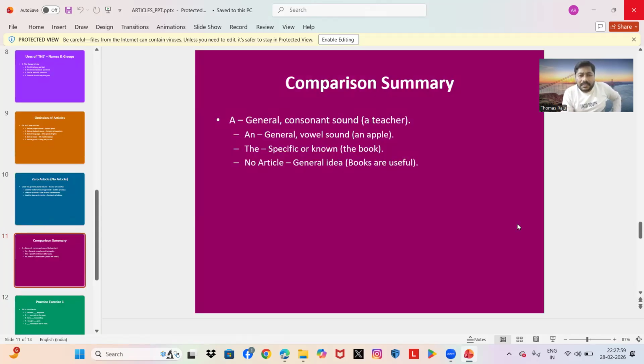Next, comparison summary. A: a general consonant sound, a teacher. So when do we use a? Before a singular noun with consonant sound. When do we use an? Before a singular noun with vowel sound. The: specific or known nouns. So when do we use the? Before the known things, before the known nouns we use the. No article: general idea, books are useful. So general ideas మనము యూజ్ చేయాలి no articles.